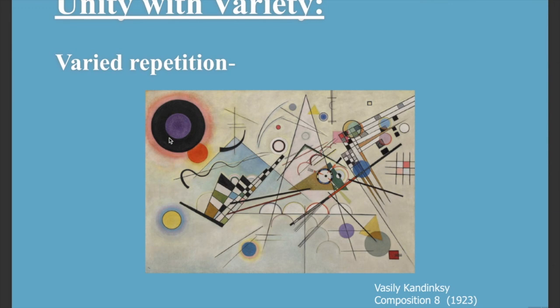In this work by Kandinsky, we have a circle with an aura repeated. Okay, but it changes each time with regard to its size and color. We also have these half circles that are repeated, and they change each time with regard to their outline color. We also have lines that are repeated, straight lines that are repeated, but they differ each time with regard to their size and their thickness.